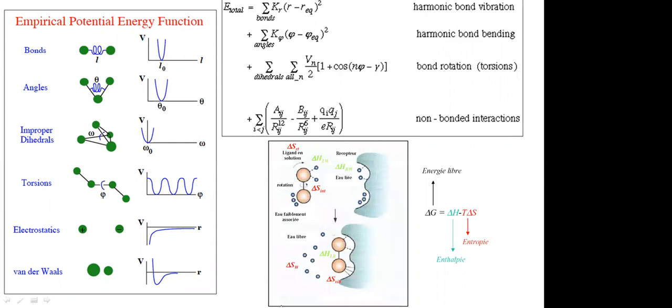You can consider the bond distance for the bond vibrations, the angles and dihedral angles and torsion angles for the bending and rotation vibrations, and electrostatic and van der Waals interactions for non-bonded interactions. And this also considers the entropy and enthalpy of the interactions.